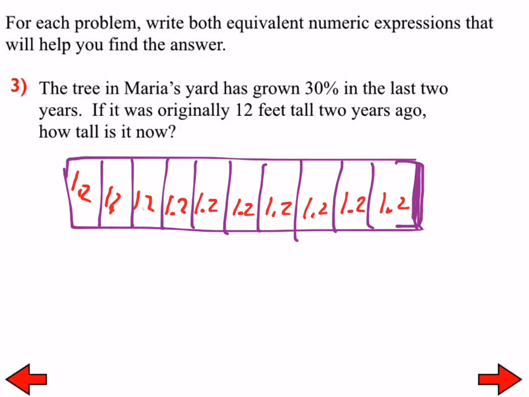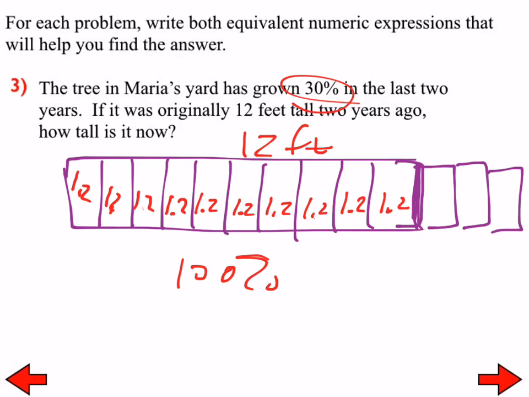All right, so that is the 12 feet, and that is the 100%. But it increased 30% in the last 2 years, so that means I need to add on to this tape diagram essentially 3 more 10% sections, which of course would give me 3 more 1.2s. And then from there, once again, I'm not really concerned about the answer. I'm concerned more about the equivalent numeric expression.